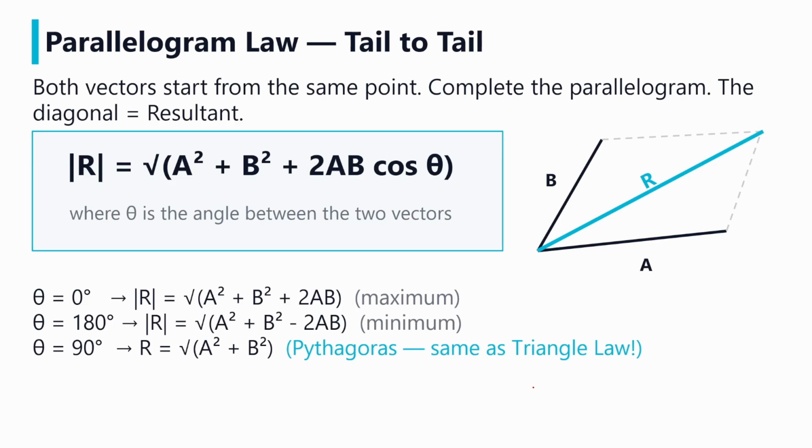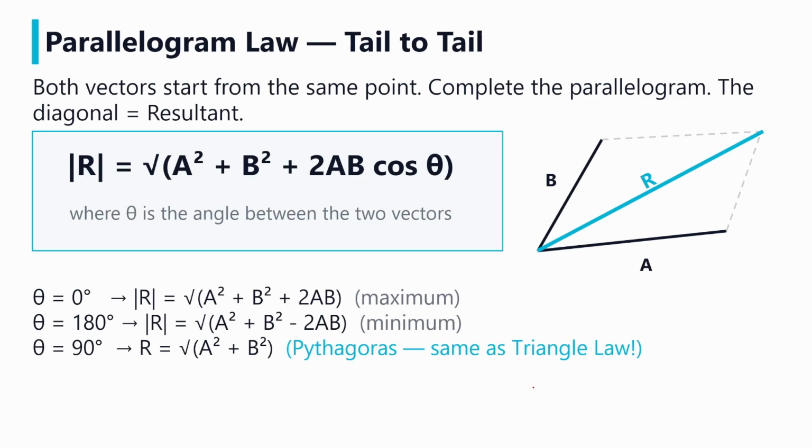use the parallelogram law. The rule: place both vectors tail to tail, and draw the parallelogram. The diagonal from that shared tail is your resultant. The formula, and this one you need to memorize: the magnitude of r is the root of a squared plus b squared plus 2ab cosine theta, where a and b are the vectors and theta is the angle between a and b.